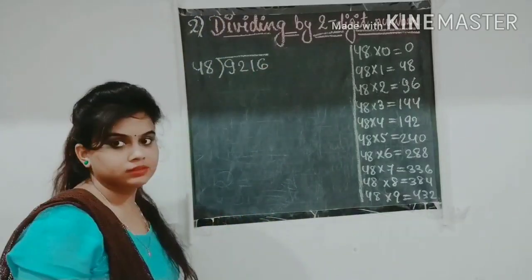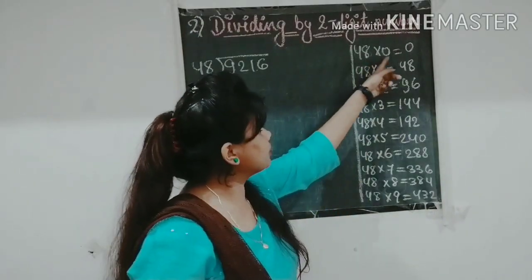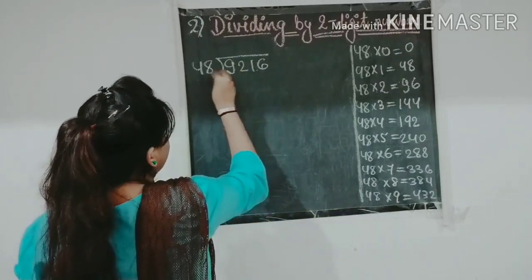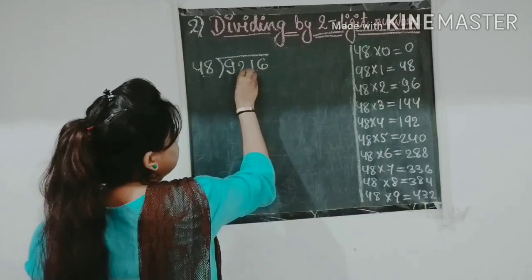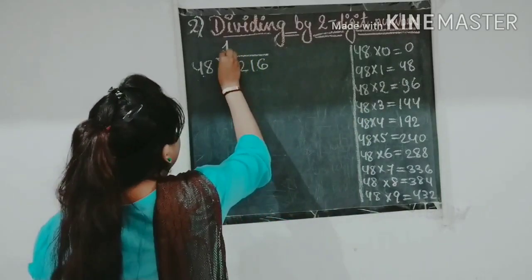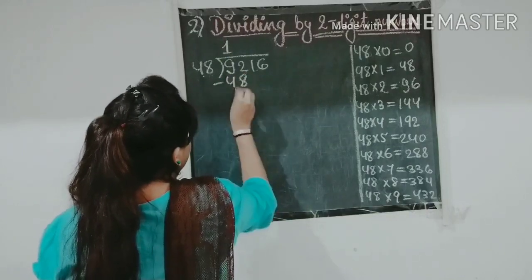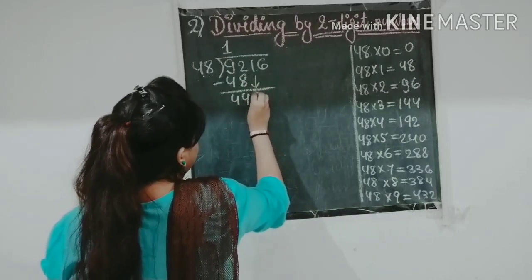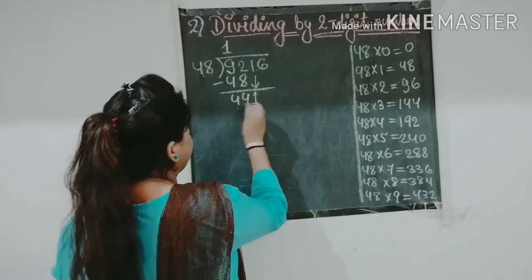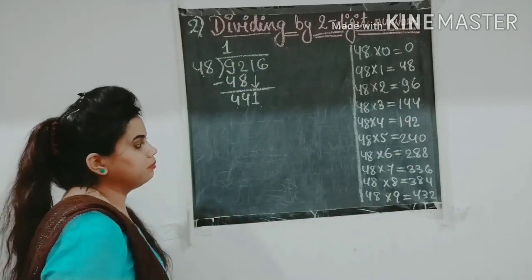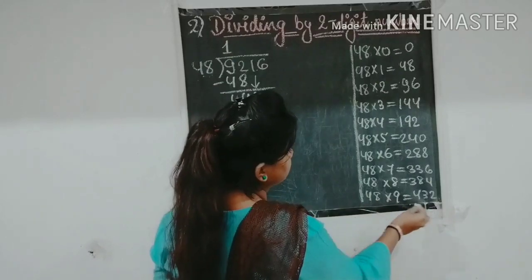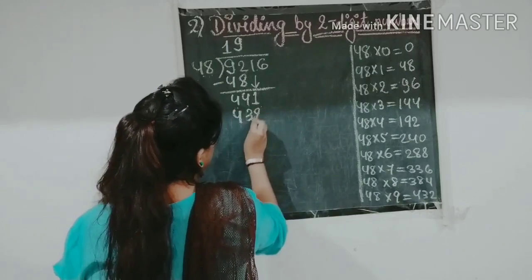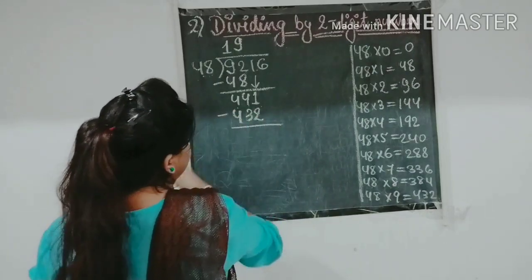9,216 divided by 48. Write the table of 48 here, starting with 0. We have 92. 9 is less than 48. So we will take the 2-digit number 92 and we will divide it with 1. 48 ones are 48. You will get 44 when you subtract. Bring 1 down. Now we have 441. So take the nearest number. In 48's table we have 48 9s are 432. So take 48 9s are 432.